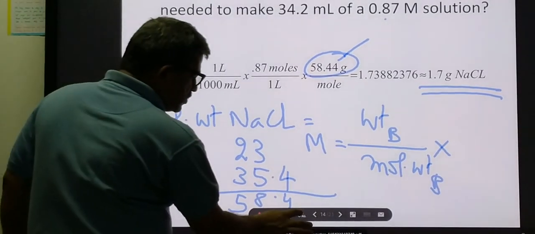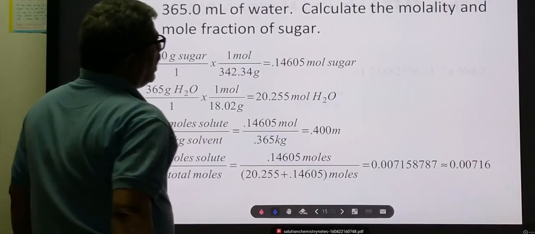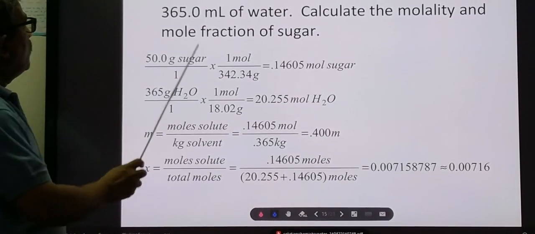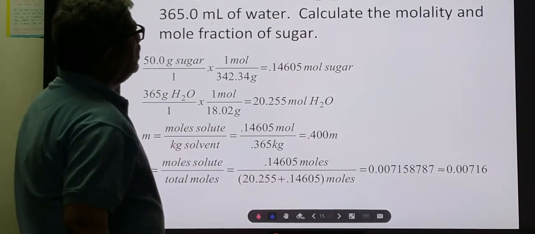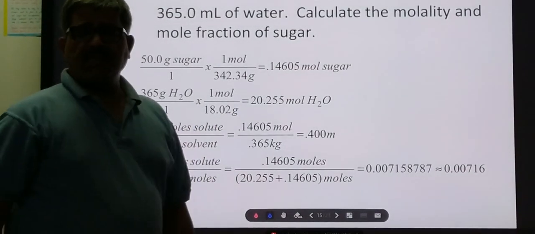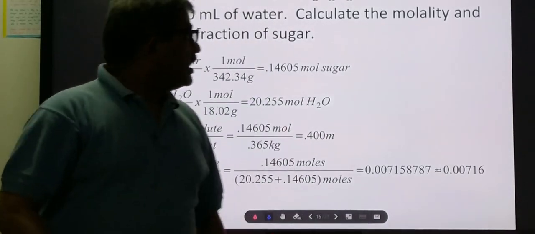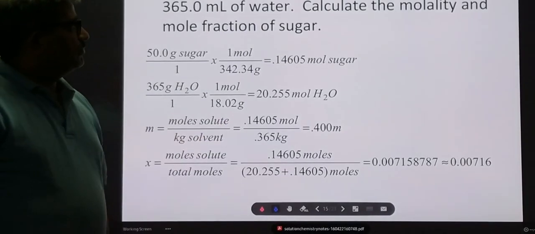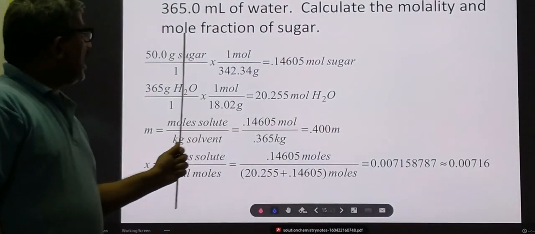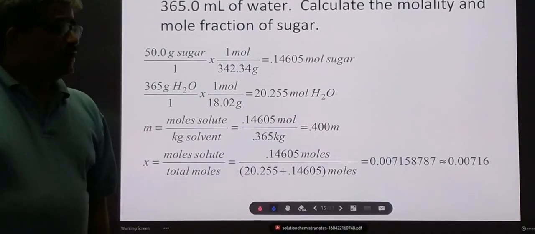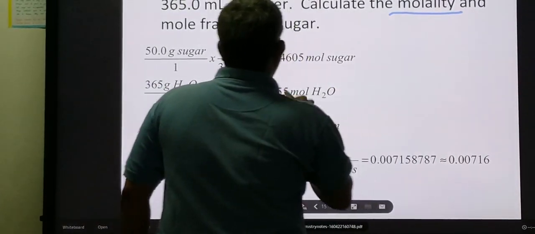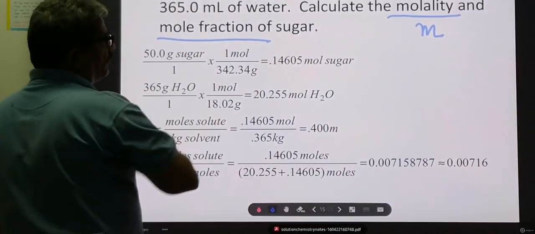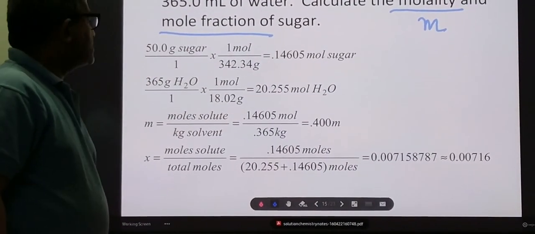Alright, let's go for another one. Another numerical, a slightly big one. 50 grams of sugar, C12H22O11, is mixed with 365 ml of water. Calculate the molality and mole fraction of sugar. The terms asked are molality, small m, and mole fraction of sugar. These two things are asked.